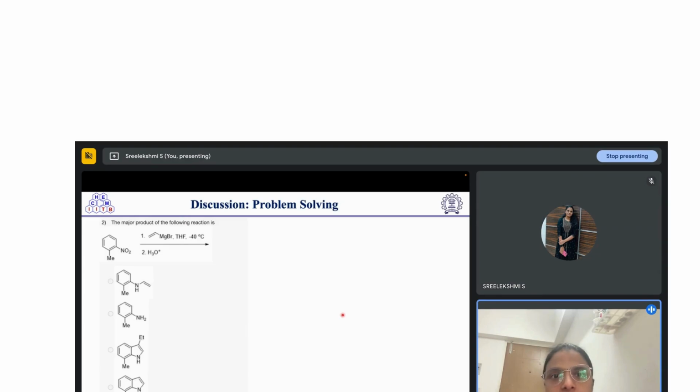This is actually quite a tricky reaction. We will not be able to completely understand what is happening here. Maybe I will show the answer first and then maybe you can try to get to that answer. So the correct answer is option D, that is this methyl substituted indole.